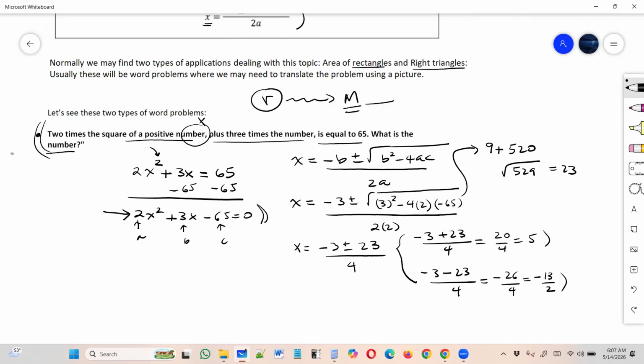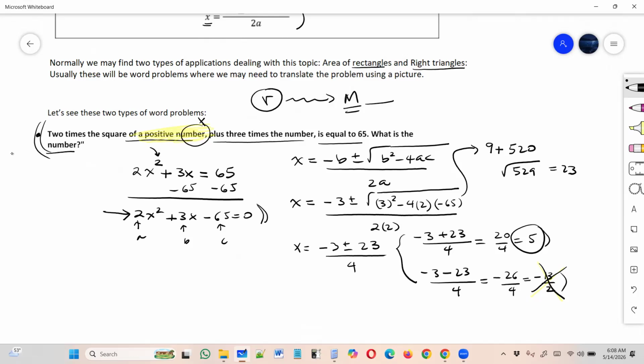Now, the problem began with a positive number, if you saw it before. It's likely that the person who wrote this problem, which was me, but in an exam you don't know, intended for the answer to be a positive number. So in that case, you would show me the answer negative 13 over 2, but then only keep the positive.